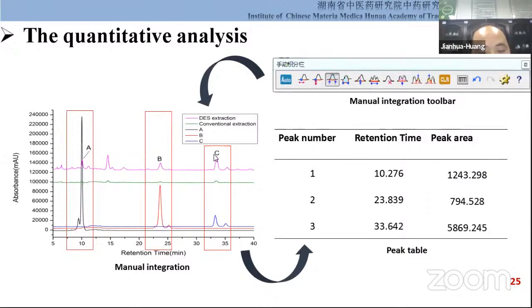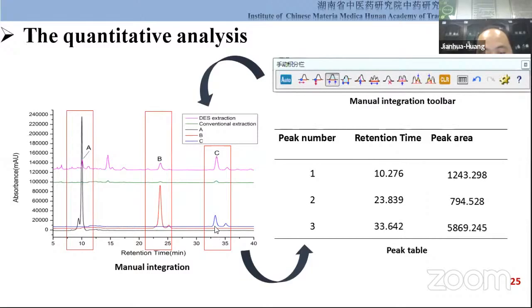Okay, by doing so, we can find this is a standard reference, and also these are the compounds in these samples. And for the peaks, we can do integration. Using the integration tools in here, we can determine the peak areas in the samples. For example, for peak 1, the retention time is 10.10 minutes, and the peak area by using the integration is 1,214. And for peak 2 in here, the retention time is 223.8, and the peak area in the samples is 794, and also the same for peak 3.